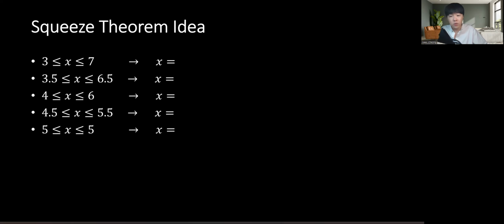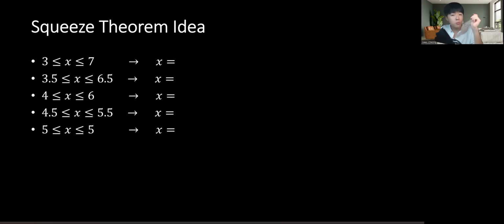I'm pretty sure that you already know what an inequality is. It tells you which one is bigger and which one is smaller. We use inequalities to compare things: which one is bigger, which one is smaller. So let's look at this compound inequality right here, that x is between 3 and 7.